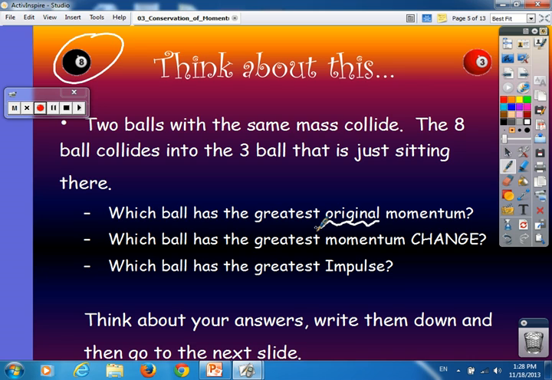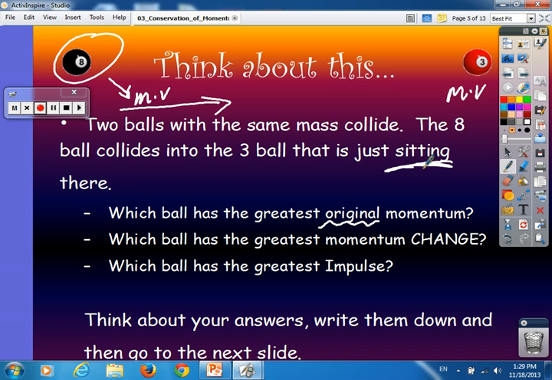Who has the greatest momentum change? And which ball has the greatest impulse? Remember, we basically have to compare the mass times velocity of the 8-ball. That one's rolling that way, right? And we have the mass times velocity of the 3-ball. Key phrase in here. The 3-ball's just sitting there. What's its velocity going to be?